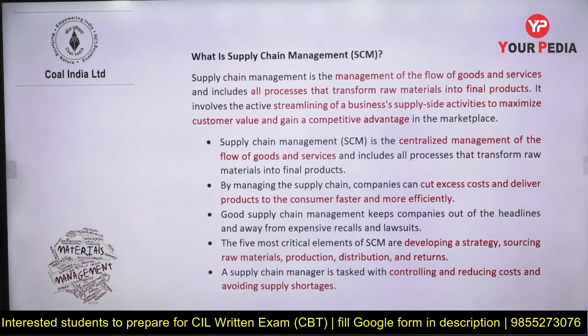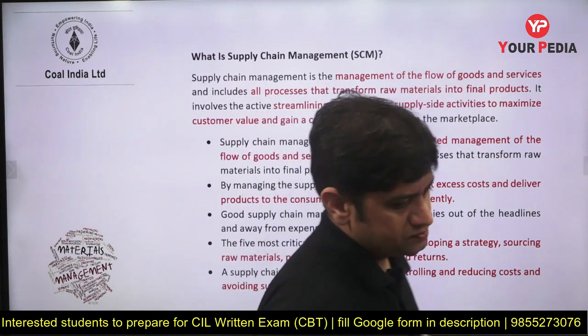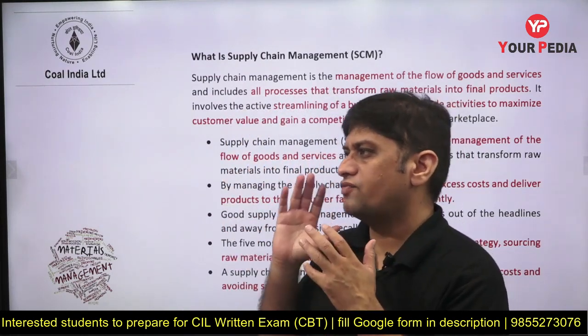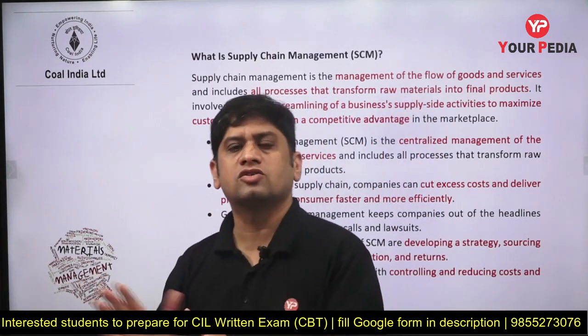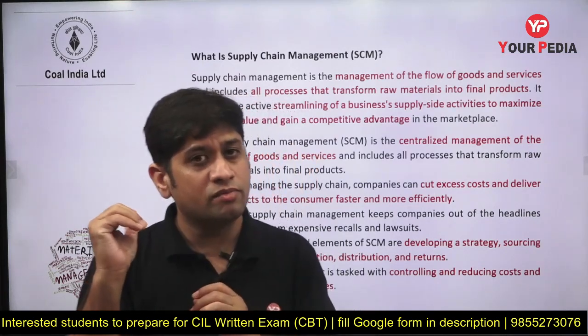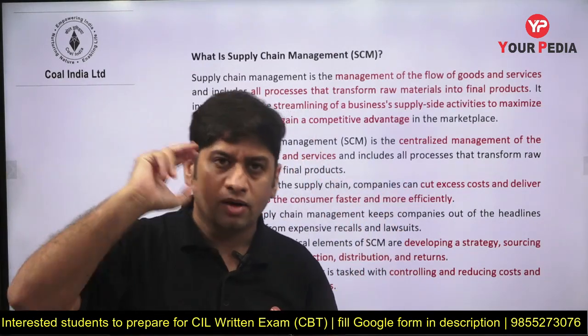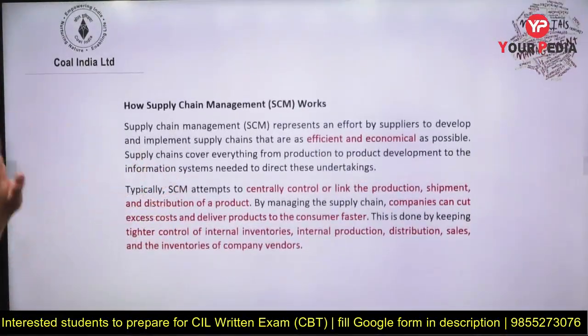So the supply chain manager's job is to control and reduce the cost and avoid supply shortage. So the ultimate objective of the supply chain manager is that the supply chain is working efficiently, the customer is satisfied, shortage is not there, delivery is on time, the right product reaches the right person at the right time, and cost is minimum for him and the profit is maximum for the organization. So this is the role of the supply chain manager. But how does it work?